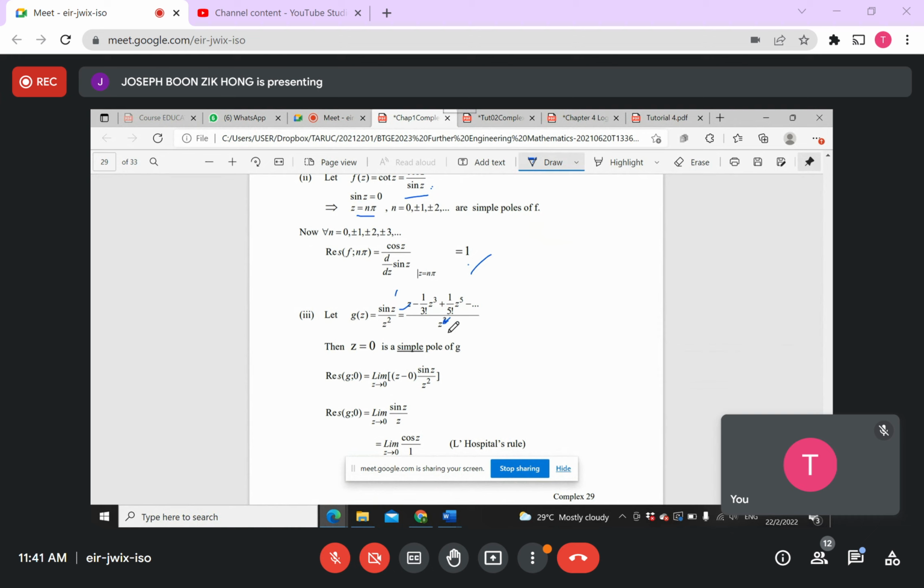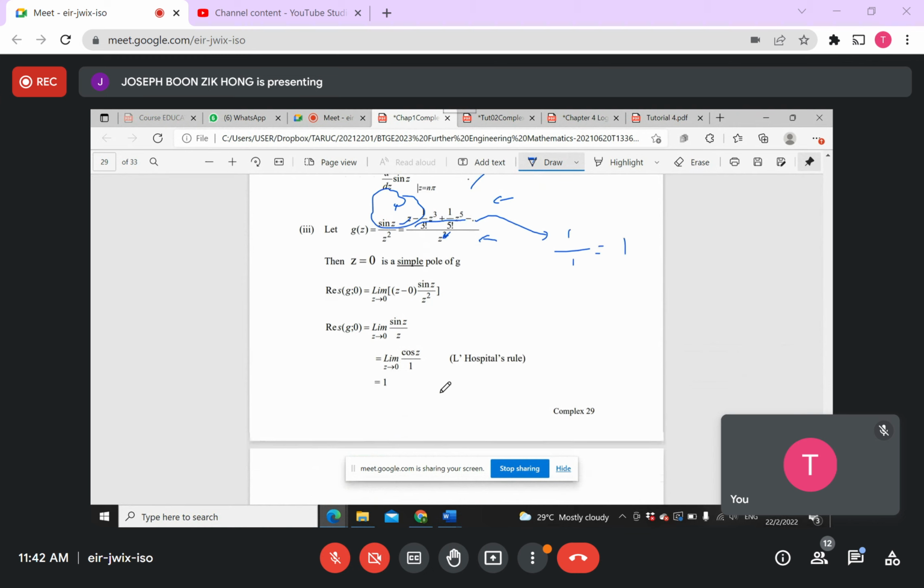Why don't they cancel each other? Because this one you will get 1 over something. So now this is your function h(z), this is your function g(z). When you differentiate g, it will become 1. The h part you don't differentiate, but you put z equal to 0 here, so this whole thing will be gone. Only 1 is left, so it will be 1 divided by 1, and the answer is 1.